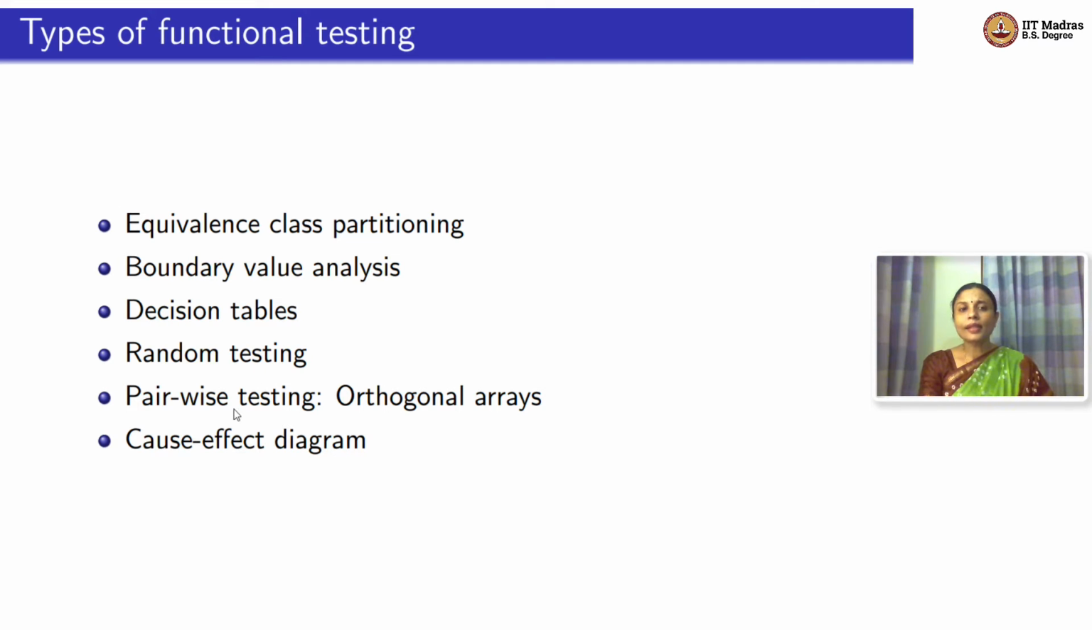There are testing techniques like orthogonal arrays and cause-effect diagram, which is similar to decision tables. For lack of time, I will not be able to do pairwise testing, orthogonal arrays, and cause-effect diagram. We will do the first 4, and specifically the first one, we will do in much more detail in the remaining lectures of this course because it's the most important black box testing technique.